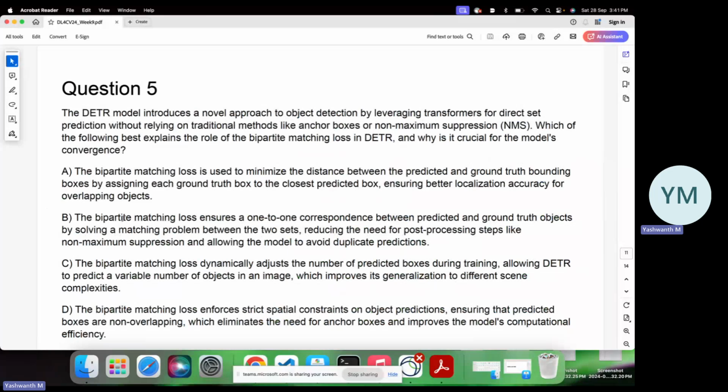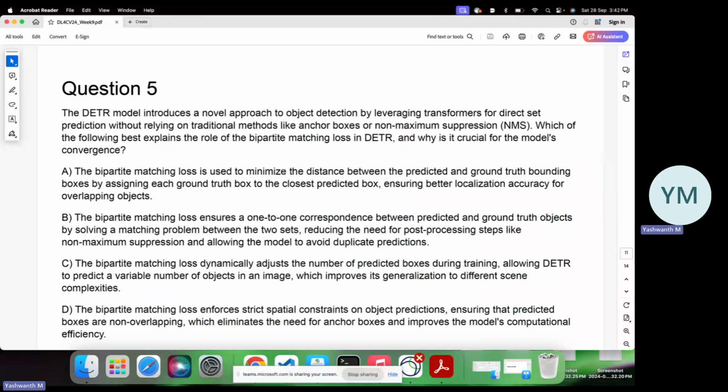The Detection Transformer model introduces a novel approach to object detection by leveraging transformers for direct set prediction without relying on traditional methods like anchor boxes or non-maximum suppression. Which of the following best explains the role of bipartite matching loss in Detection Transformers and why it's crucial for model convergence?